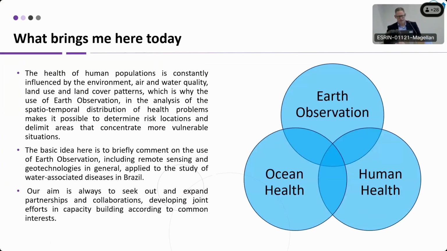Well, so the health of human population is constantly influenced by environment and patterns of territorial occupation, which is why the use of geotechnologies in the broader sense in the analysis of the spatial distribution of health problems make it possible to determine the risk locations and also delimit some areas that concentrate more vulnerable situations. So the basic idea here is to comment on the use of Earth observation. In our case, considering terminology aspects, as Marcello raised up yesterday, we include remote sensing and geotechnologies in general, so applied to the study of water-associated diseases in Brazil.